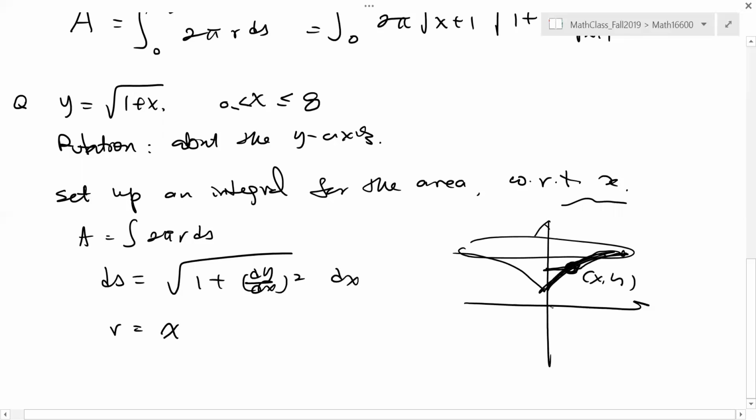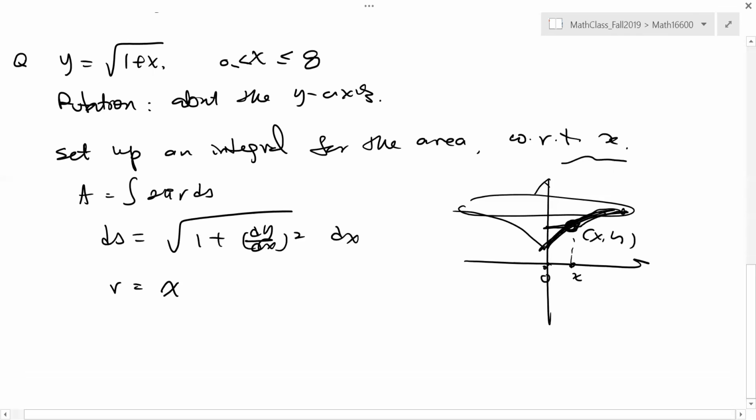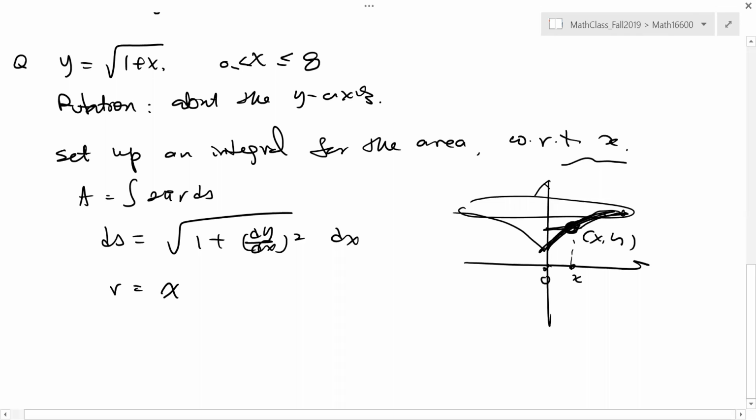The radius is the distance between those two points. This is x, this is 0, x. So clearly the radius is going to be x. You let the point P move around the curve. Our integral is with respect to x, so you don't need to do anything. Now, if you put f of x, it's completely wrong. It's already expressed in terms of x. So the area is going to be the integral from 0 to a of 2 pi x times the square root of 1 plus (dy over dx) squared.